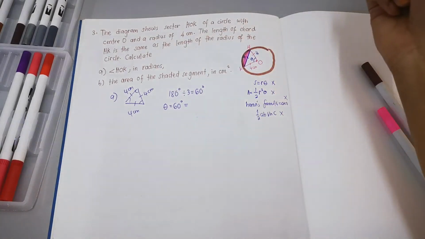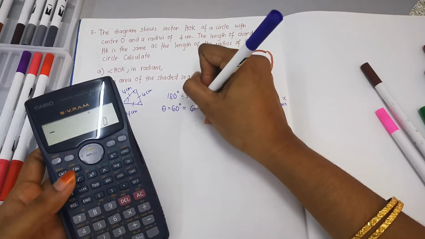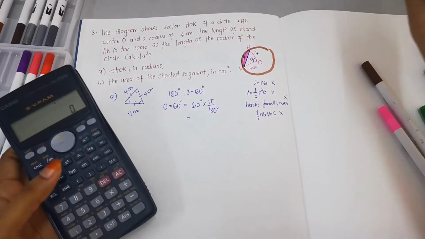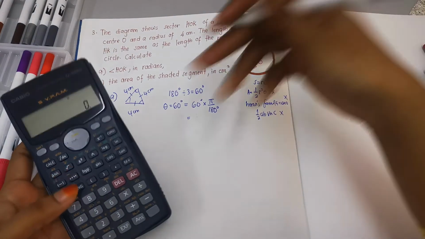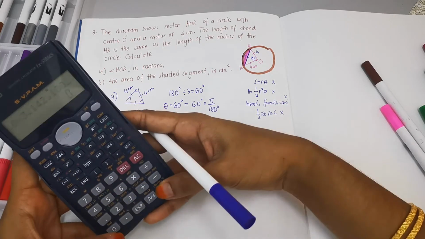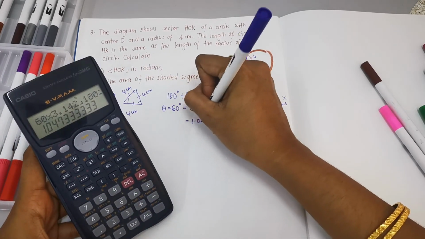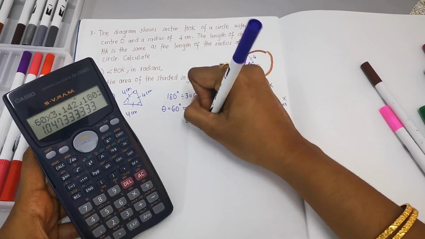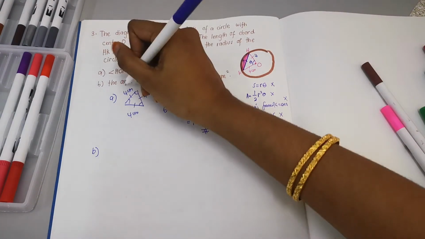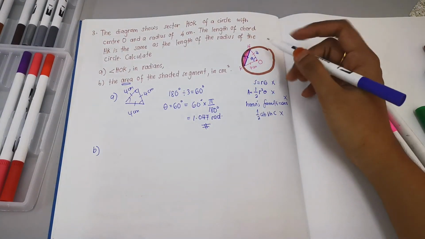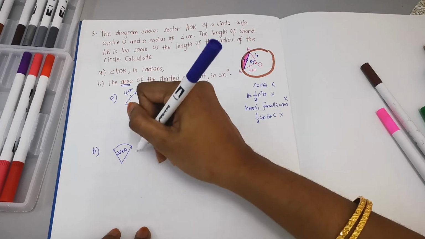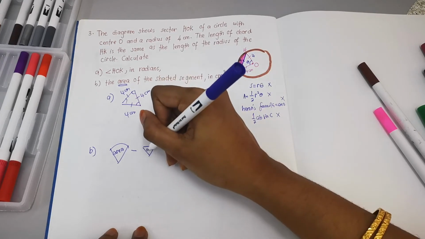So 60 degree we change to radian. Okay, so 60 times pi over 180. So change the pi to 3.142. Or you can just say 60 times 3.142 over 180. So we get 1.047 radian. Okay, so the first part done, A. Next, B, area of shaded. Okay, this one we need to use area of shaded. So take the whole thing, area of sector minus area of triangle.